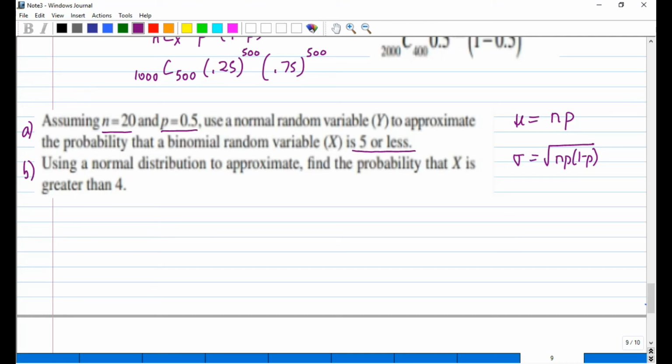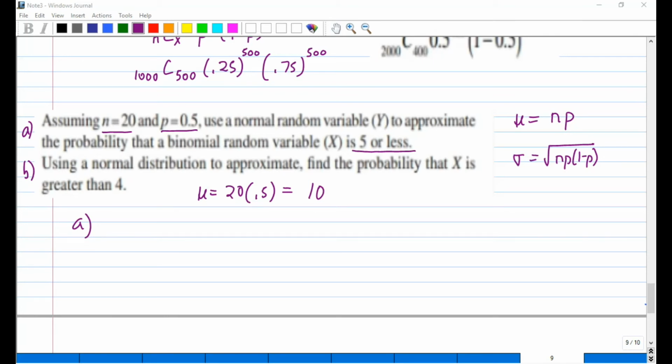Okay, so the first thing I need to do is calculate the mean and standard deviation. So for part A, and I believe it's going to be the same thing for part B as well, we're using the same numbers, so we only have to calculate this once. So mu equals n, which was 20, times p, which is 0.5. So the mean is what? 10, right? Because 20 times 0.5 is 10.